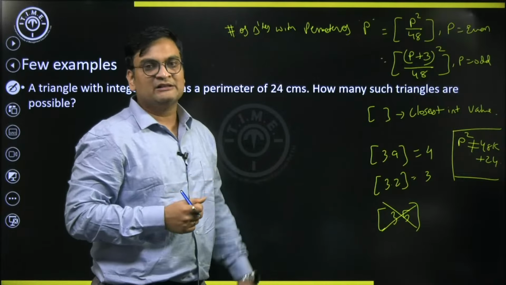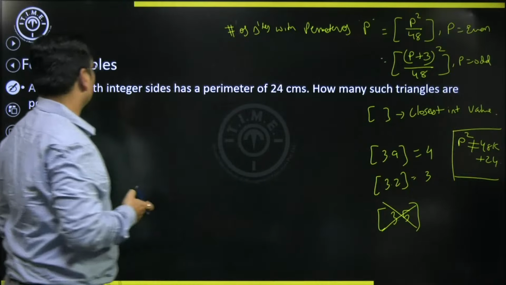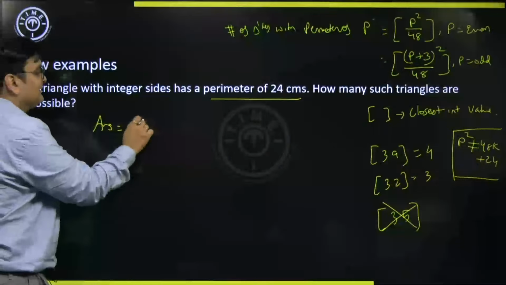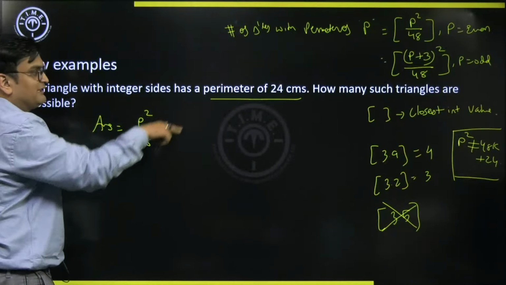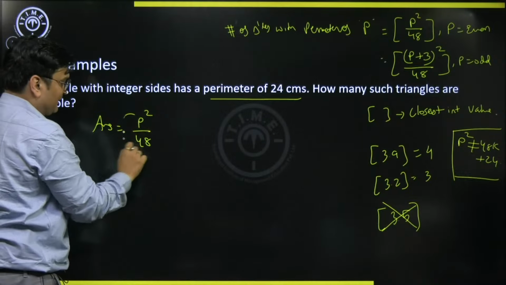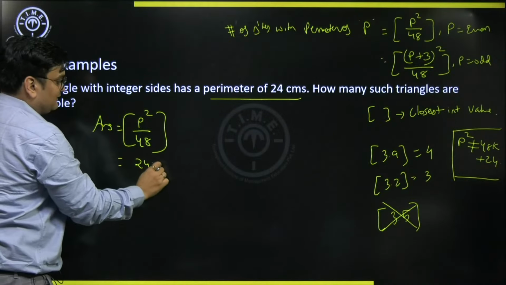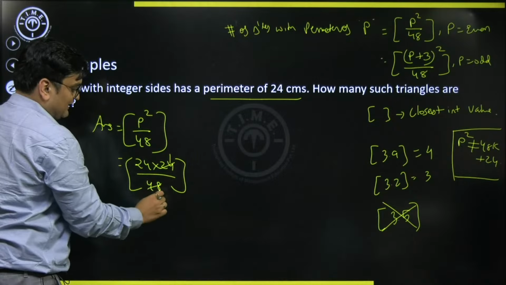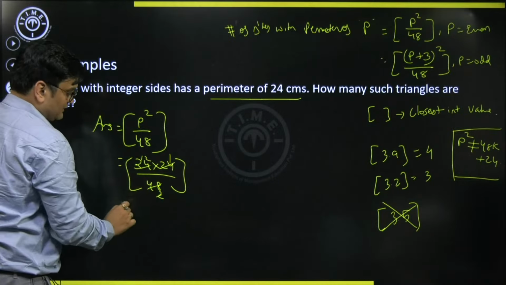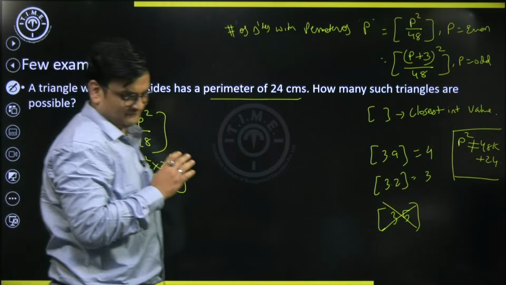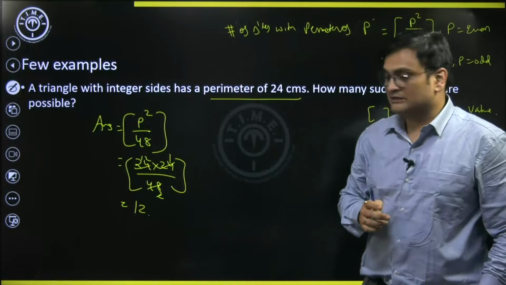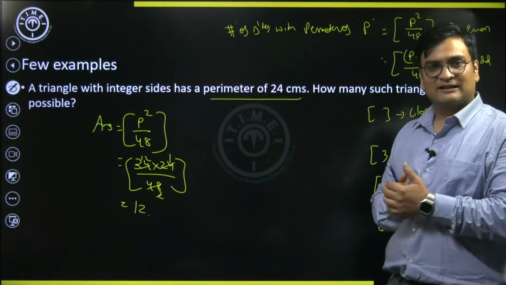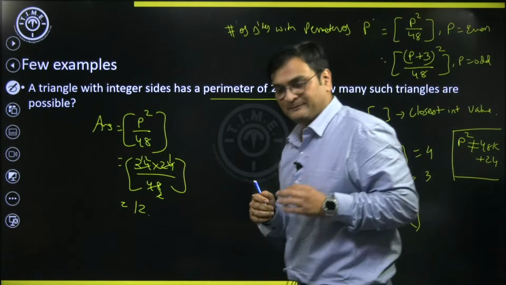Once you know this, please see how quickly you can answer this question. Once you know your perimeter, I say my answer is perimeter square by 48. Why 48? Because P is even, square bracket 24 square by 48. So 24 goes directly 2 times, 2 will go 12 times. We'll give you the answer as 12. So the answer here, without actually counting how many triangles there are, we need not even count, and we can get to our answer with the help of this formula.